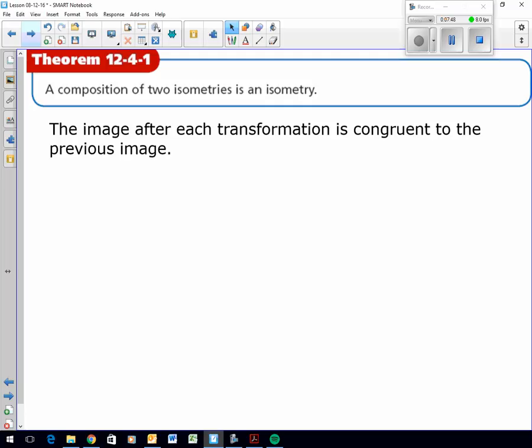Then we have that word congruent. Who missed congruent last night? Somebody missed that question. It was really close. Congruent means identical. Okay?